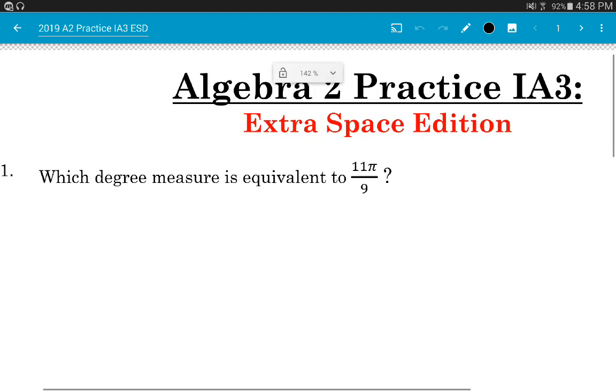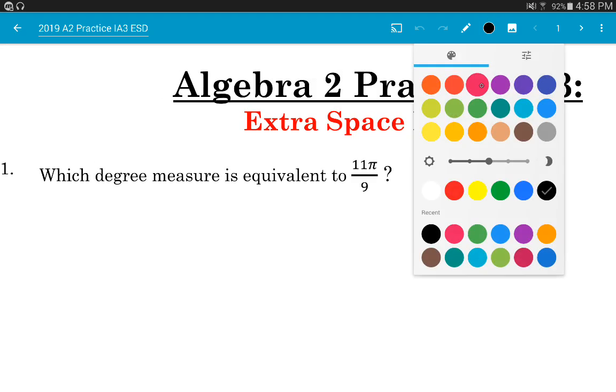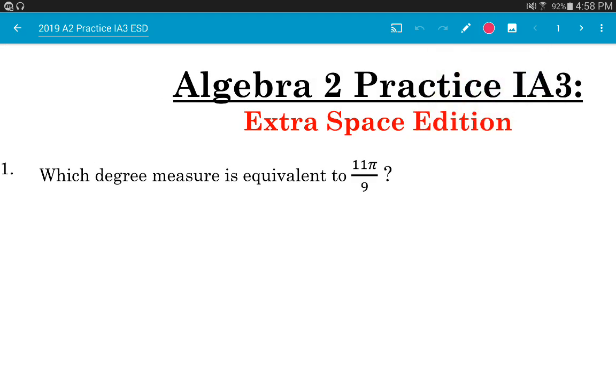Now, what degree measure is equivalent to 11 pi over 9? These conversion factors are on the reference sheet. So the reference sheet that you'll be getting for the interim assessment and also for the Regents says that the conversion factors are pi over 180 degrees and 180 degrees over pi.